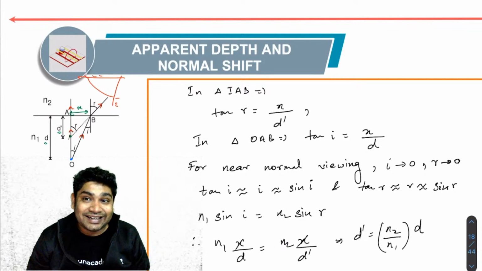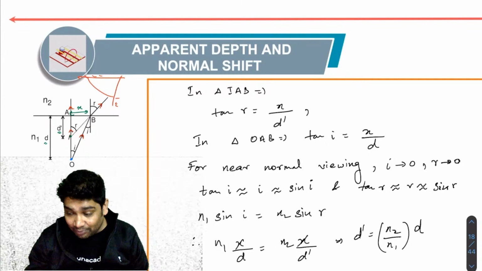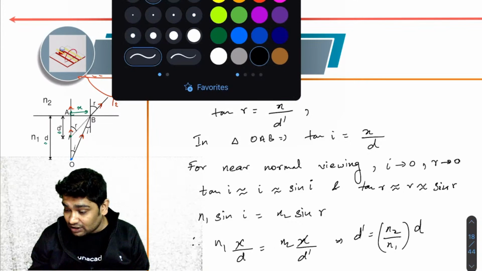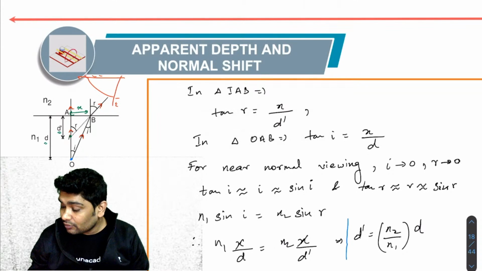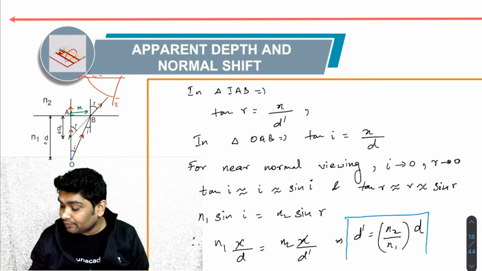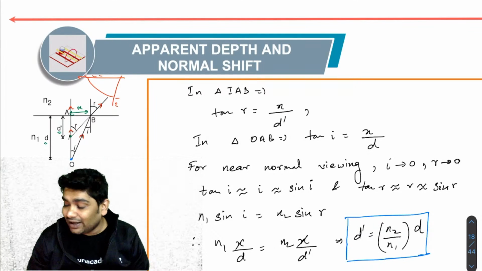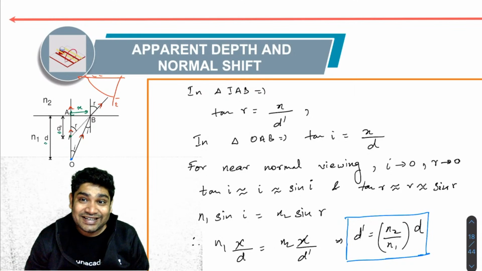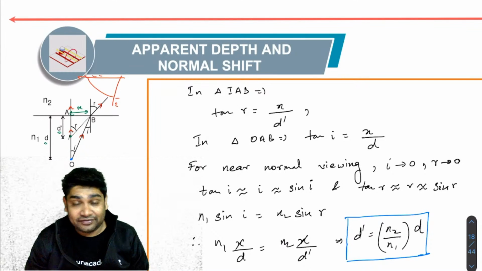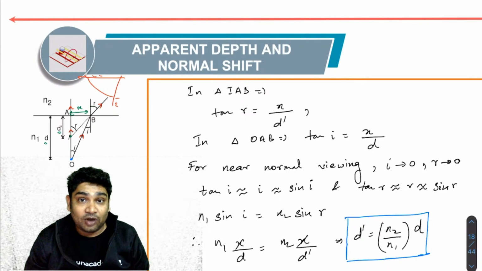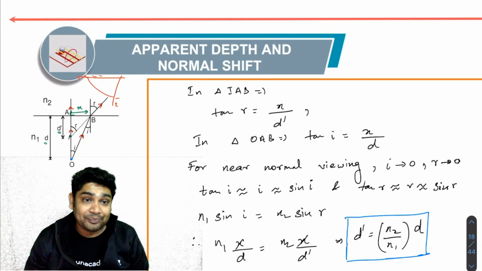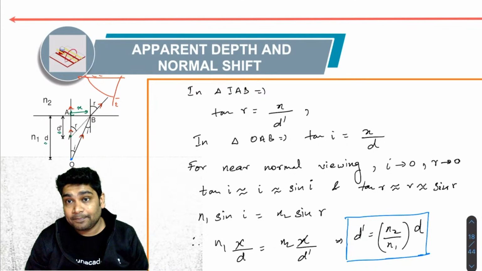So I hope that is clear. This is a very important formula. We will be using this a lot. We need to remember this. Or what I can say is mu relative: d dash is d over mu relative. Mu relative of the medium that you're watching from, where the observer is placed.